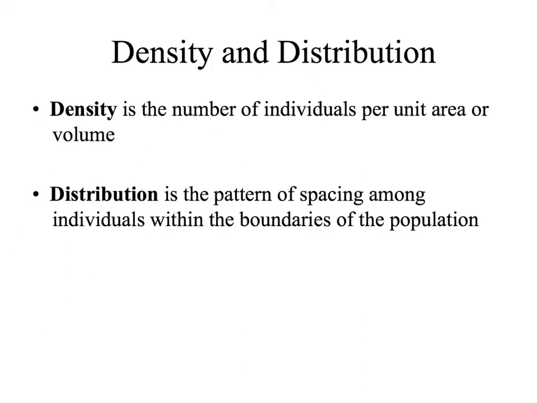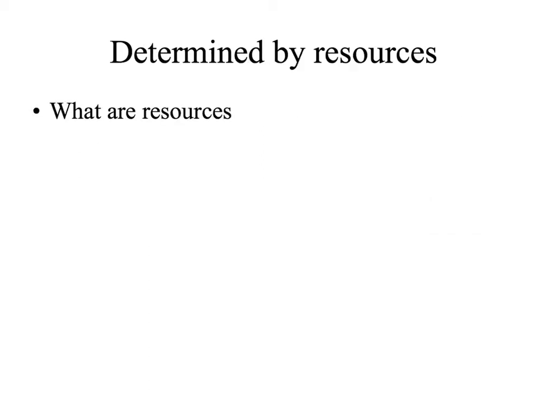Population density refers to the number of individuals per unit area or volume. Distribution refers to the pattern of spacing among the individuals within the boundaries of the population. Both the density and the distribution rely on resource availability. So what is a resource?